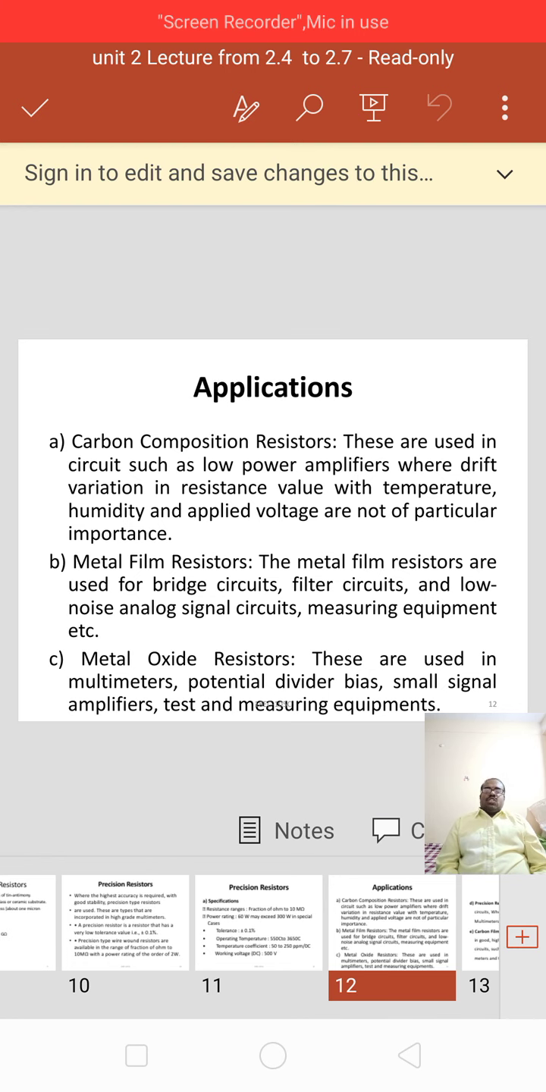Next, applications of metal oxide resistors. These are used in multimeters, potential divider bias, small signal amplifiers, test and measuring equipment. These are the applications of carbon composition, metal film, and metal oxide resistors.